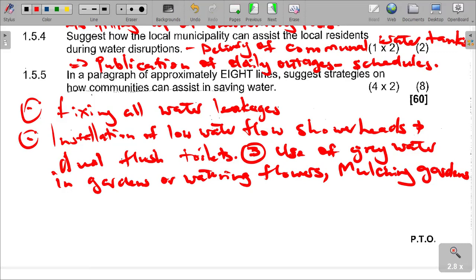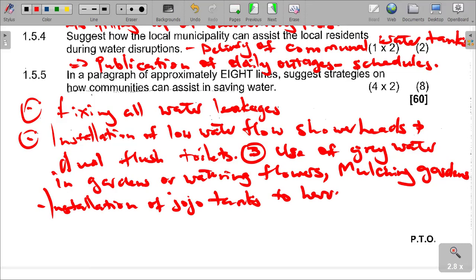Mulching their gardens can help to reduce evaporation. It can actually help in terms of saving water. We can talk about installation of JoJo tanks to harvest rainwater. Harvesting of rainwater can actually help there.